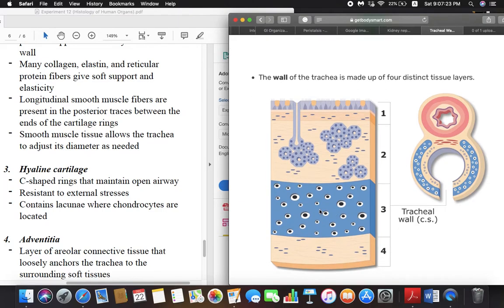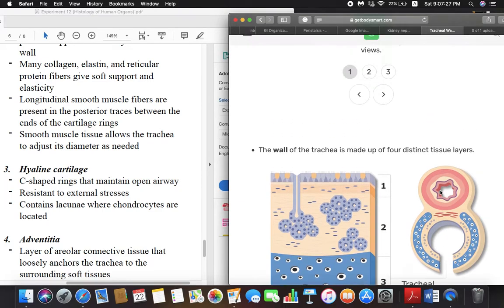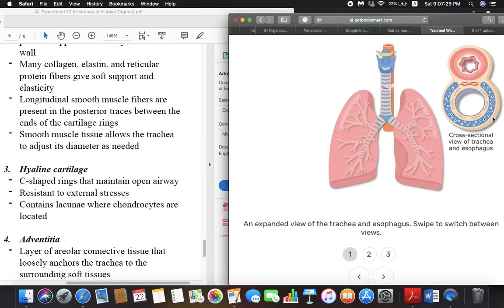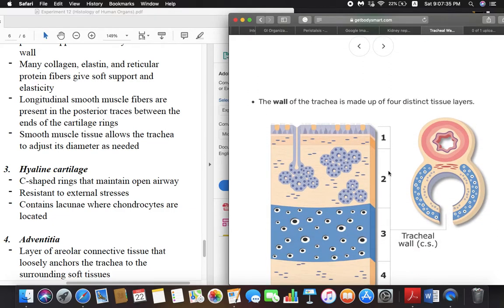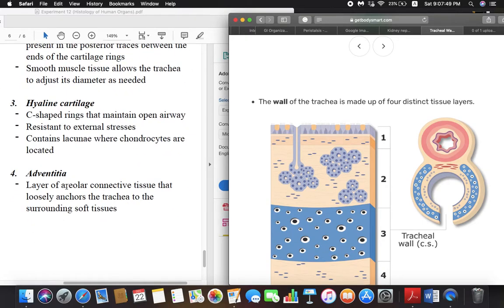The third layer is the hyaline cartilage. These are C-shaped rings. The whole thing looks like this. They're C-shaped rings, as you can see here. And their function, as is the function of any cartilage, is to maintain an open airway. It's resistant to external stresses, and the spaces in which chondrocytes are found are known as the lacunae. This is a piece of information in the manual.